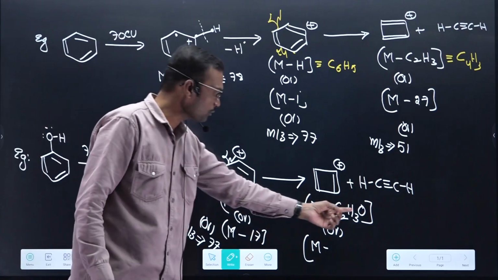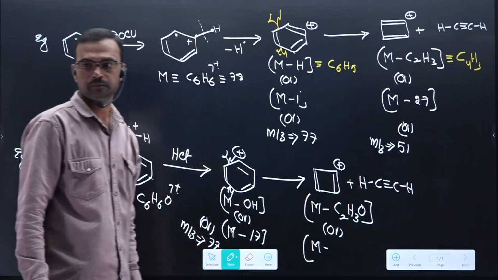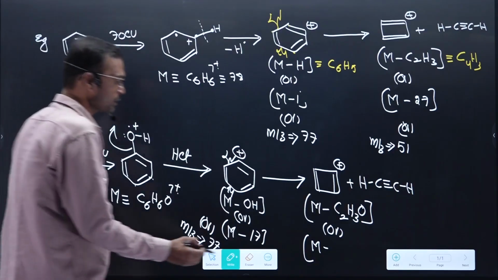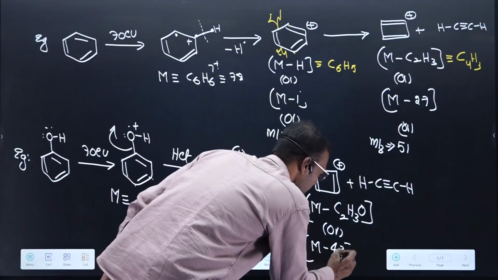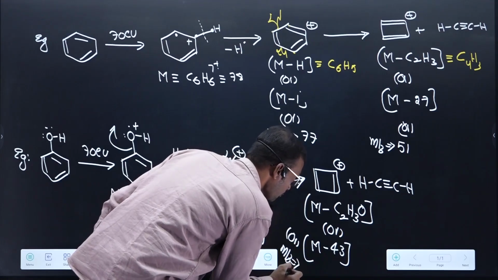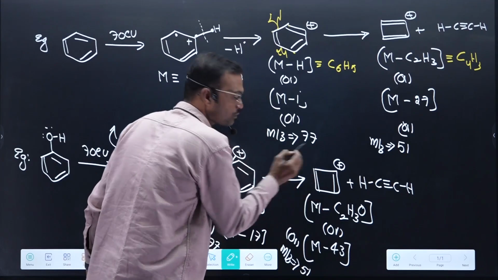Every carbon 12, every oxygen 16, every hydrogen 1. 40? Very good. 43. It is M minus 43. Then what about the MZ value of the given fragment? Just now given. 51 or not? What is the MZ value of this one?